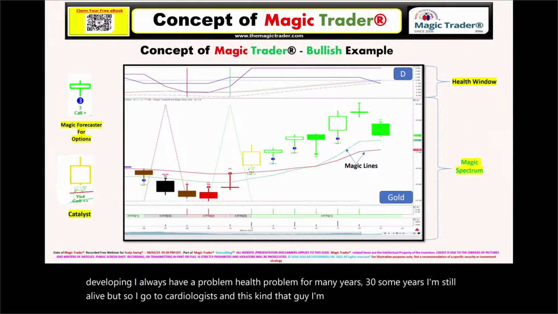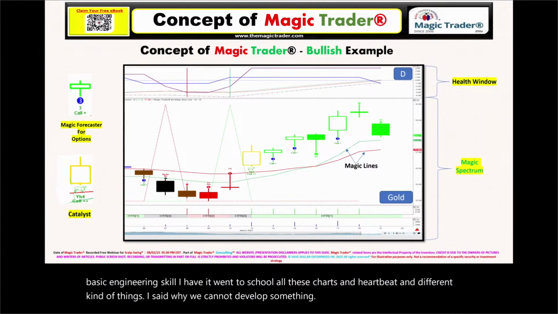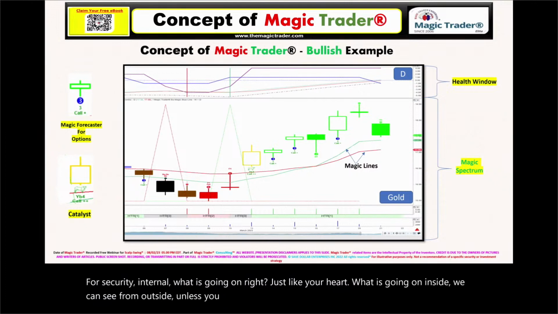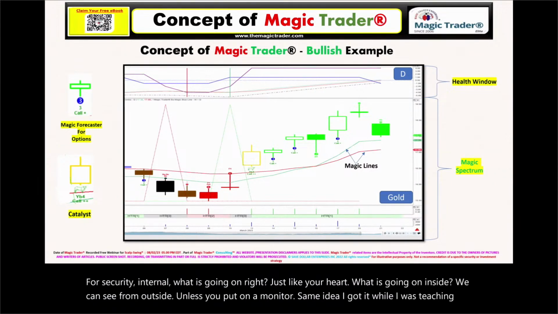I'm looking at all these monitors, basic engineering skill. I have it, went to school. All these charts and heartbeat and different kinds of things. I said, why can't we develop something for security, internal, what is going on? Just like your heart. What is going on inside? We can't see from outside unless you put on a monitor. Same idea. I got it while I was teaching technical analysis.